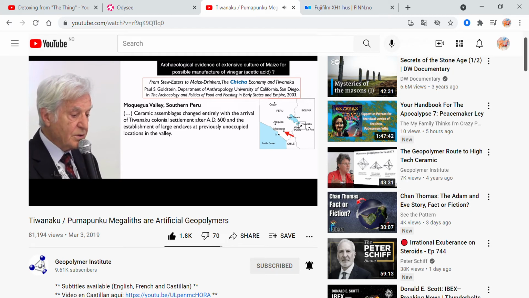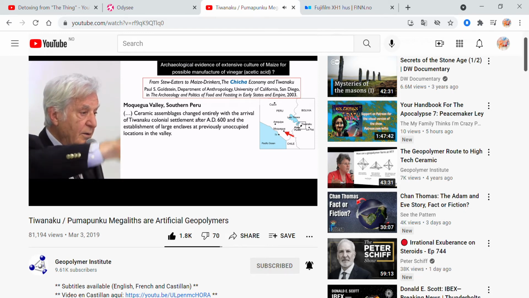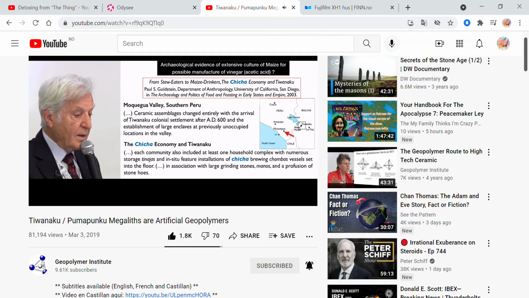Ceramic assemblages changed entirely with the arrival of Tiwanaku colonial settlement after AD 600. That is, when they started to build the monument, and the establishment of large enclaves at previously unoccupied locations in the valley. So the people from the top made enclavements in the valley at very precise places. The chicha economy and Tiwanaku.